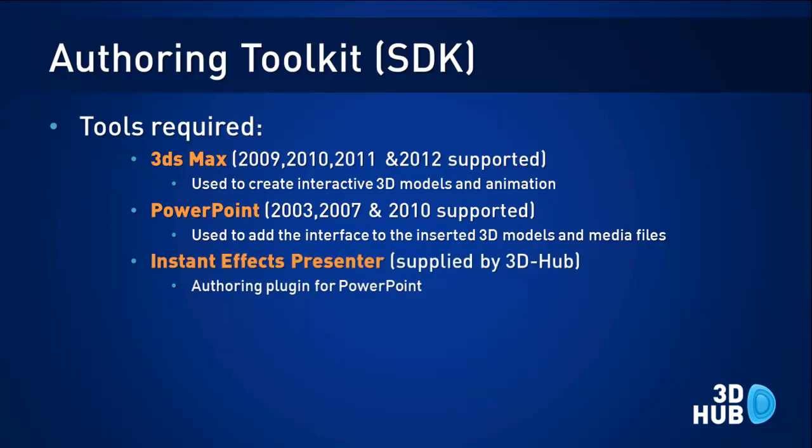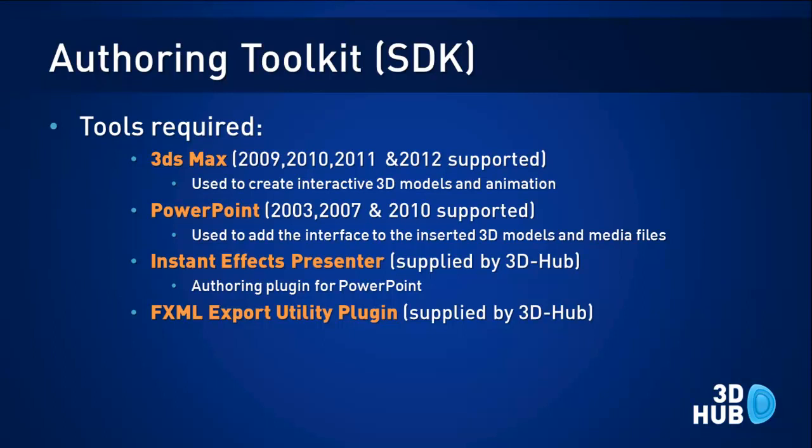In addition to Max and PowerPoint, you also need the Instant Effects Presenter plugin. This is the main tool used to integrate the 3D Studio Max assets into PowerPoint. In addition to the PowerPoint plugin, we have what we call the FXML Export Utility plugin. Now this is a plugin that's required by 3D Studio Max to export the data, all the 3D geometry and the animation and all the materials from 3D Studio Max into a file format that the Instant Effects Presenter plugin can pull into PowerPoint. And one other thing that we do, which we do supply to you, which is really useful, is the UDP Max script.